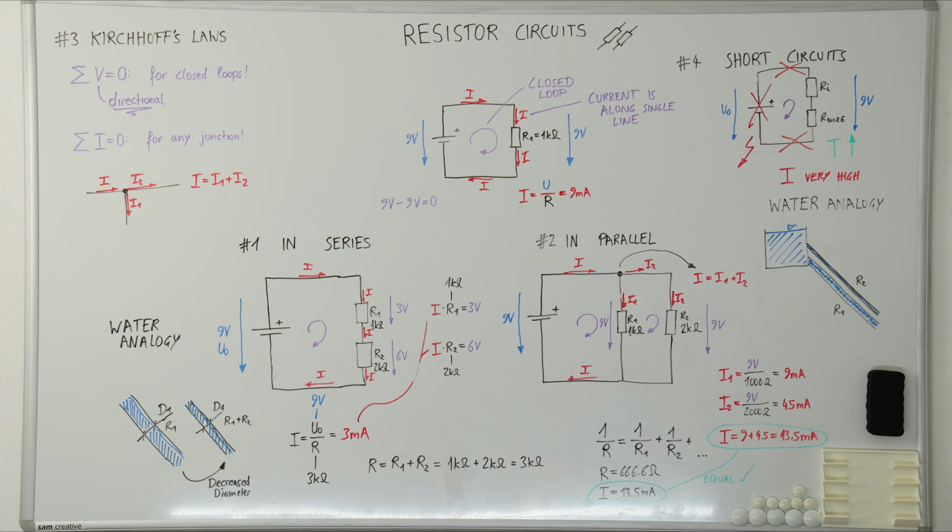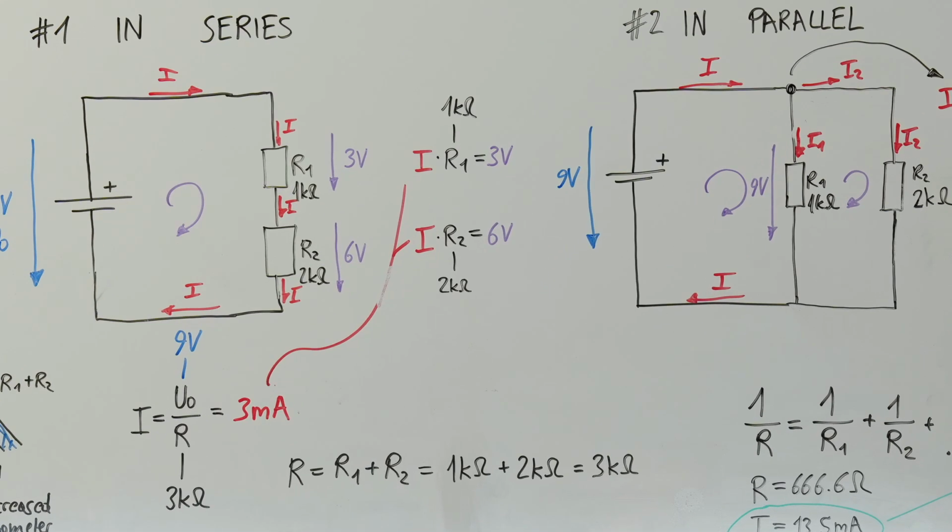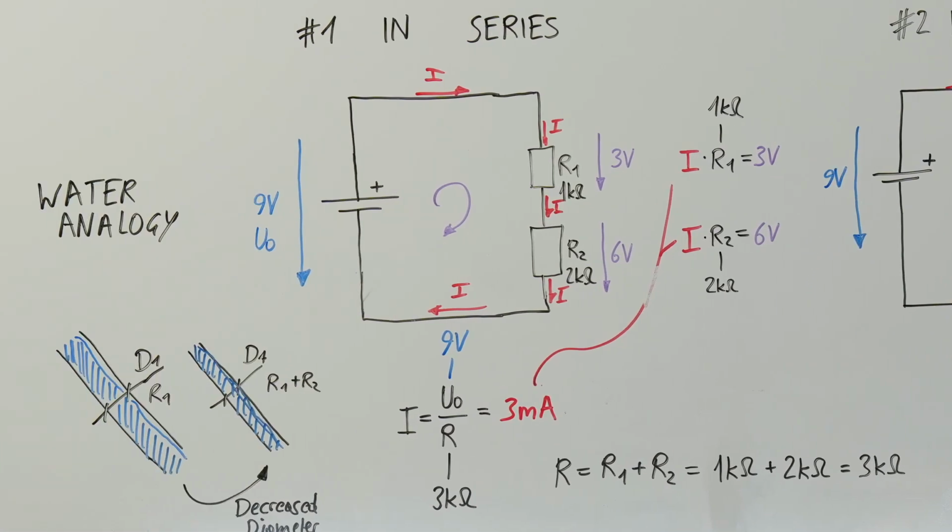To summarize, if you use multiple resistors, we have to use an equivalent series resistance to calculate the current in the circuit. We differentiate between putting a resistor in series and parallel. In series, we add the resistances of the single resistors together, which can be compared to decreasing the size of the diameter in the water tube.